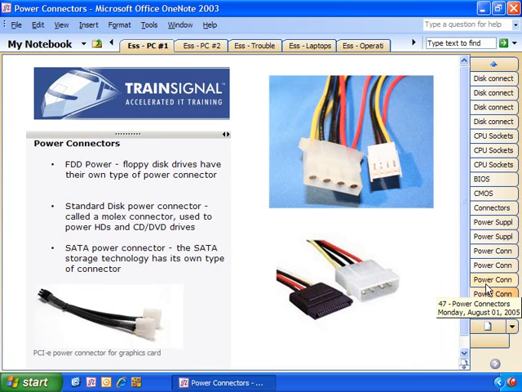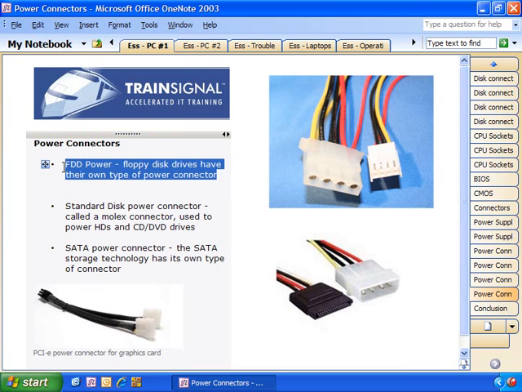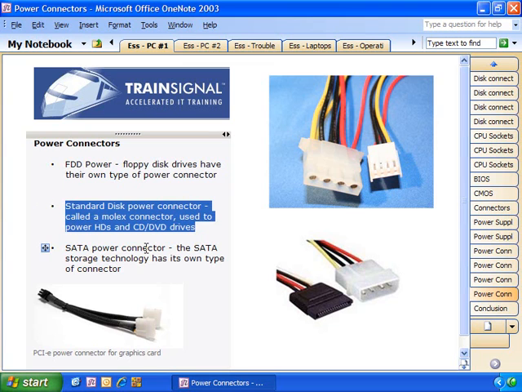All right, other types of power supply connectors that go onto your peripherals would be, first off, your floppy disk drive power. Floppy disk drives have their own type of power connector, and that power connector is this small power connector here on the right. That's a floppy disk power connector. The next one is the standard disk power connector. This is called a Molex connector, and it's used to power hard drives and CD or DVD drives. That's this connector here on the left.